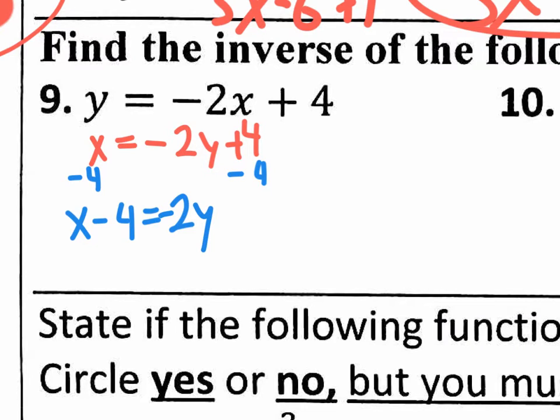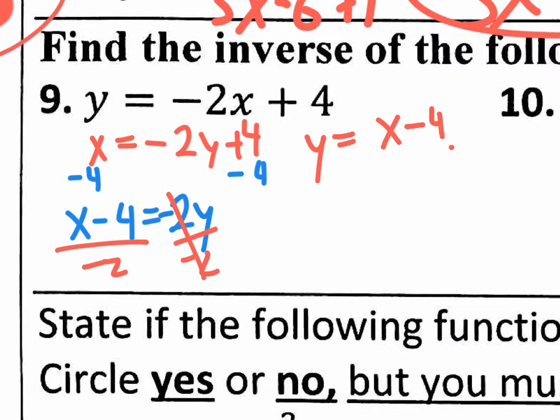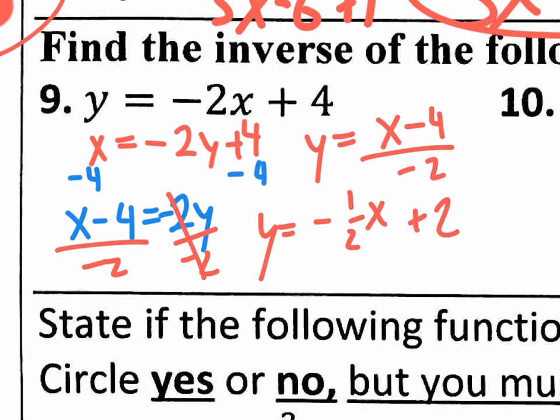And then you're going to get rid of the negative 2 by dividing by negative 2 on both sides. So that's actually a good enough answer right there, where you have y equals x minus 4 divided by negative 2. Or you could actually split the denominator, which is a better answer. y equals negative 1/2 x plus 2. So either one of these is acceptable.